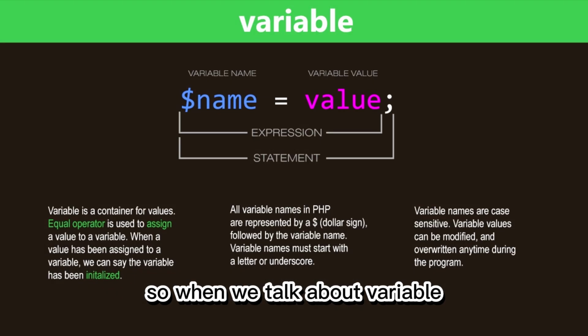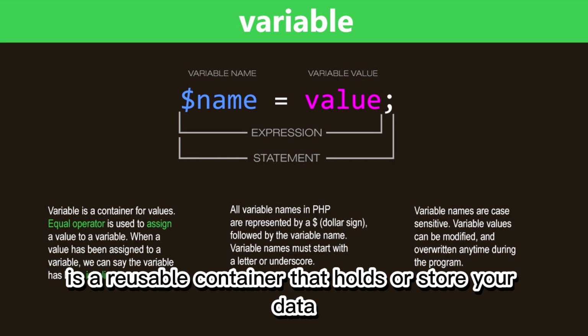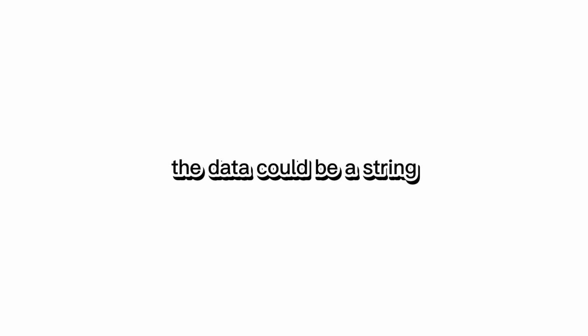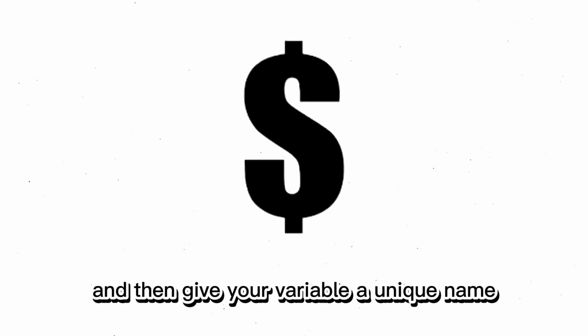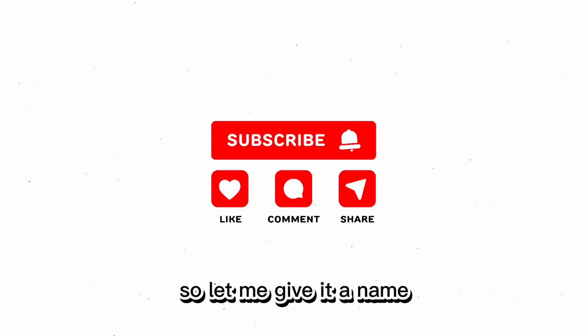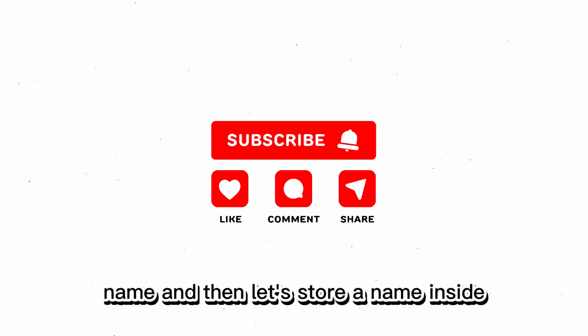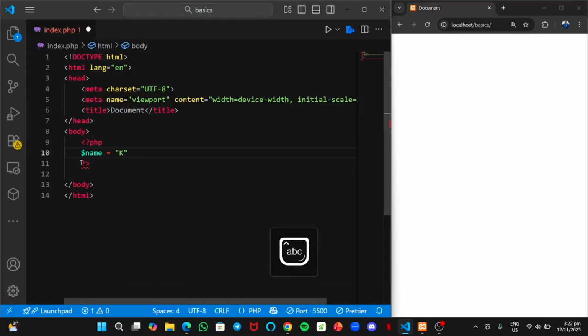So when we talk about a variable, a variable is a reusable container that holds or stores data. The data could be a string, an integer, a float, a boolean, null, or even objects and arrays. These are the data types. In order to declare a variable in PHP, you first start with a dollar sign and then give your variable a unique name. So let me give it a name, and then let's store a name inside.